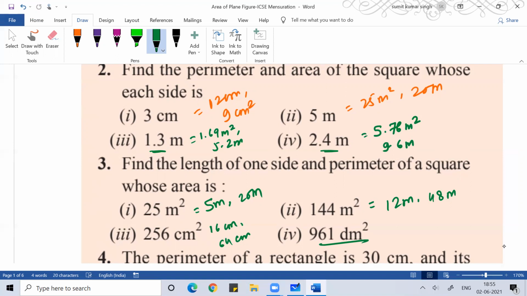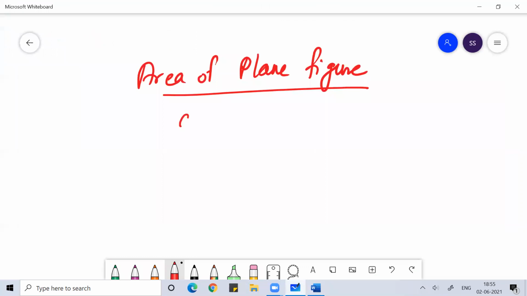961. Suppose you don't know which number's square is 961. Now the question coming in your mind is, which number square is 961. So many ways are there to do this. One of the ways, you know, the unit digit is 1. So if you use the division method, it will be 31. So you can use the division method or you can use a shortcut method.